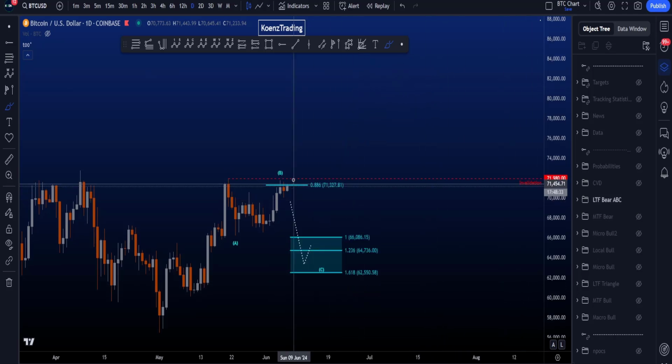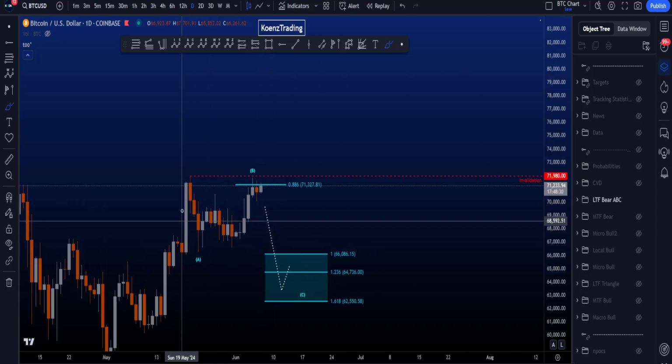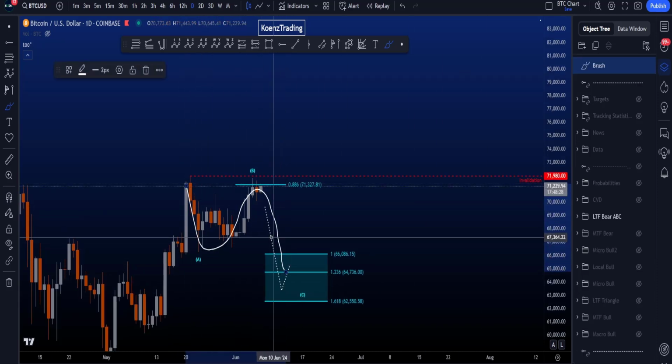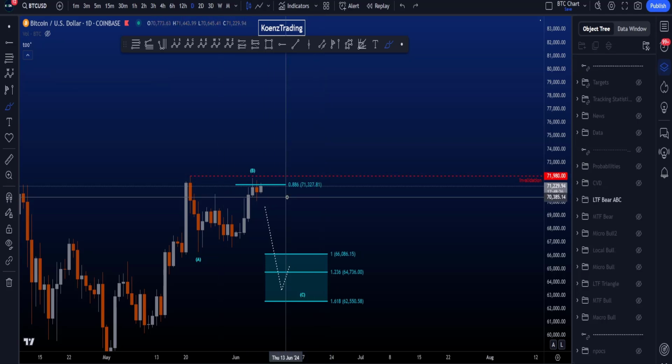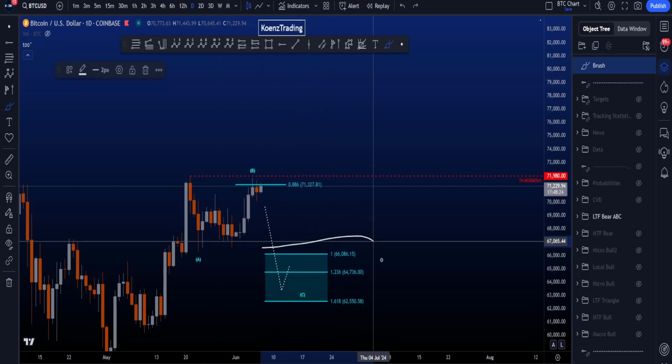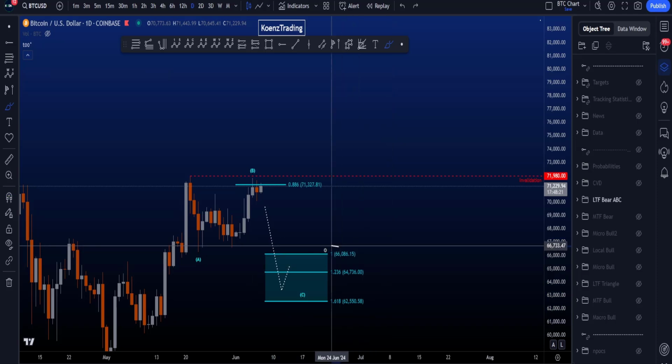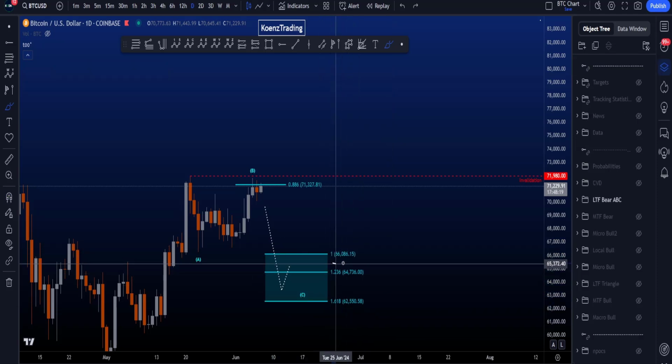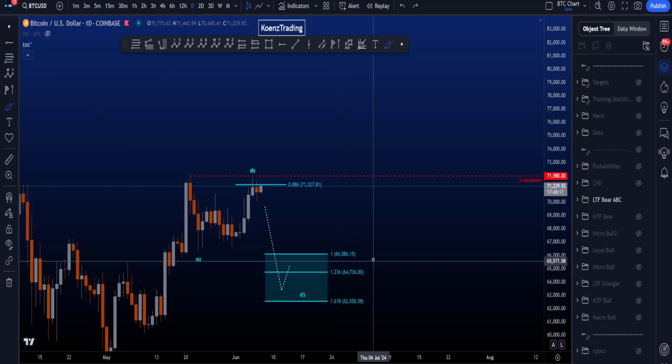Inside this wave 2, we then look for a 3-wave corrective structure in a zigzag, a 5-3-5. Wave B hit the 0.886, which is a common target for a wave B, and the common target for wave C is on the chart between the 1 and the 1.618, 66k, 62.5k.